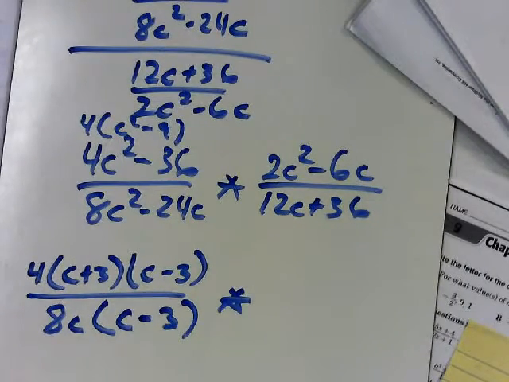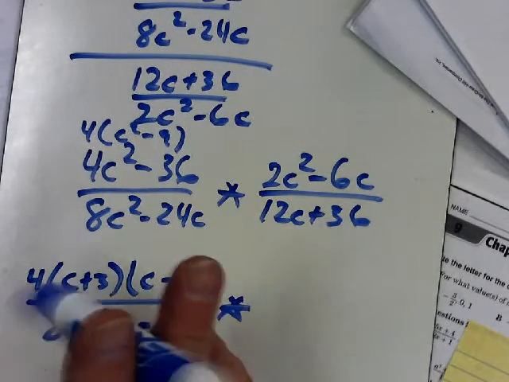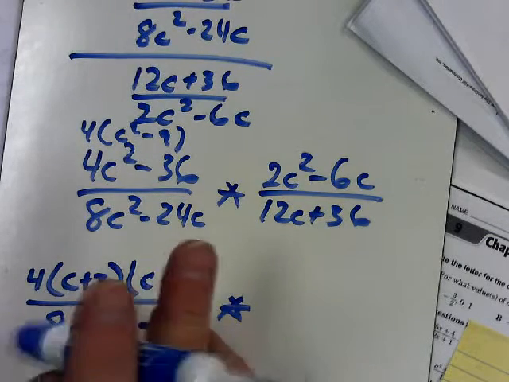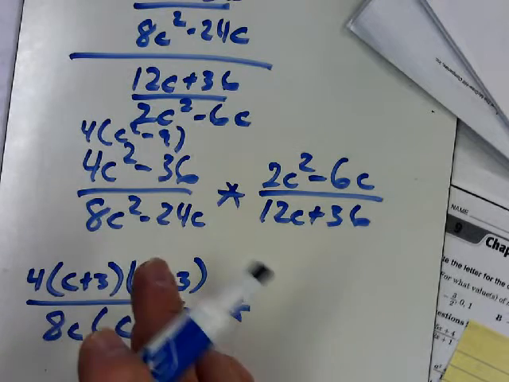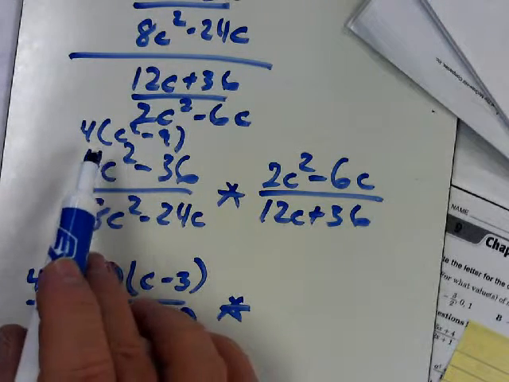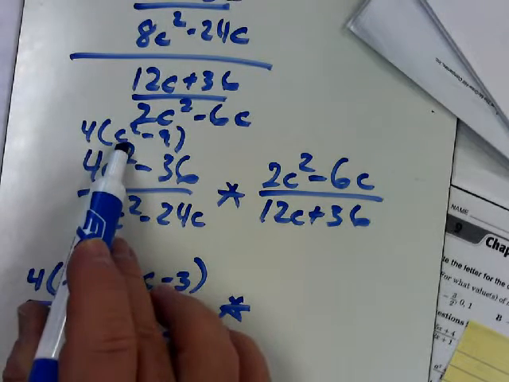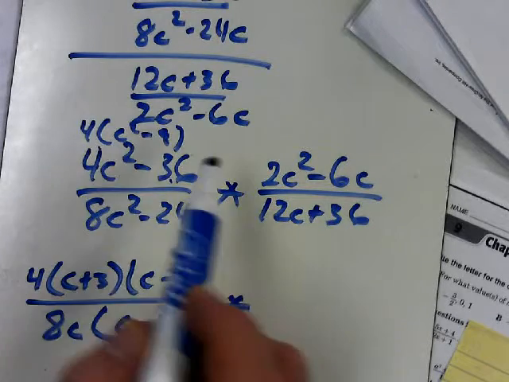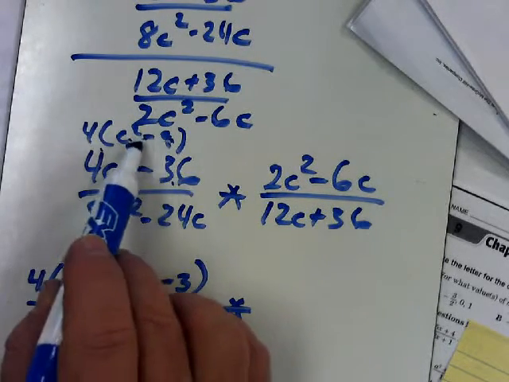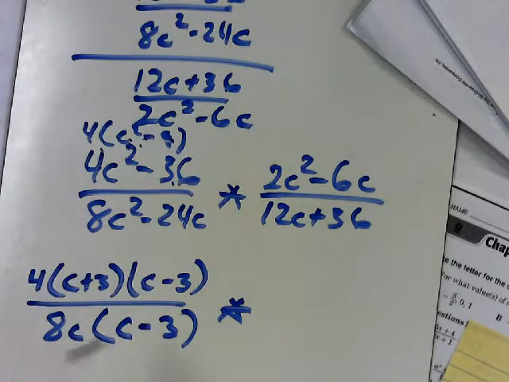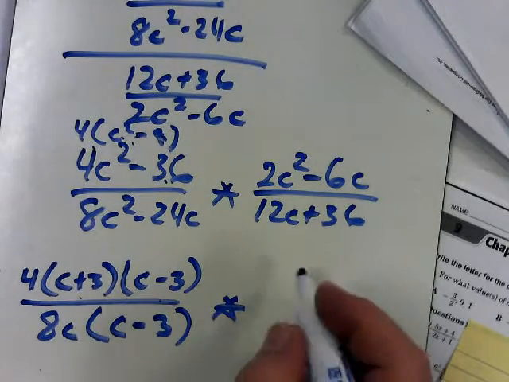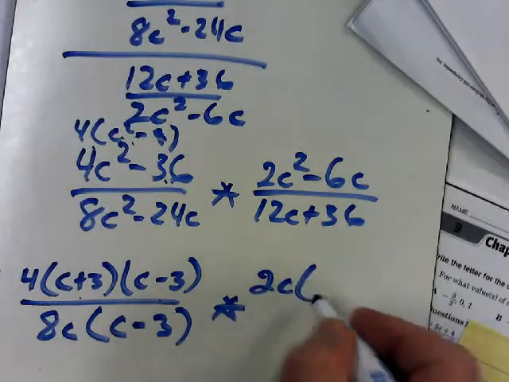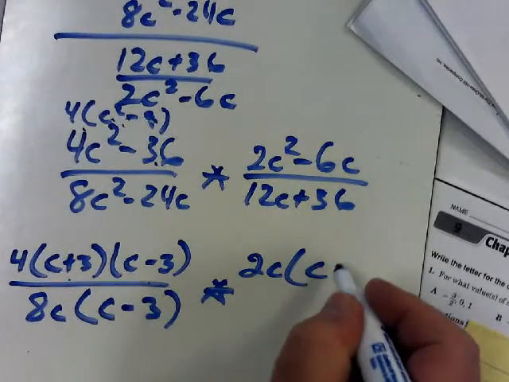How did you get c squared minus 9? You took out a common factor of 4. 4 goes into 4 once, that gives me a C squared. 4 goes into 36 9 times. So that's how I got the C squared minus 9. C squared minus 9 is the difference of two perfect squares. Factors into C plus 3, C minus 3. There happens to be a common factor of 2C over here, which will give me C minus 3.